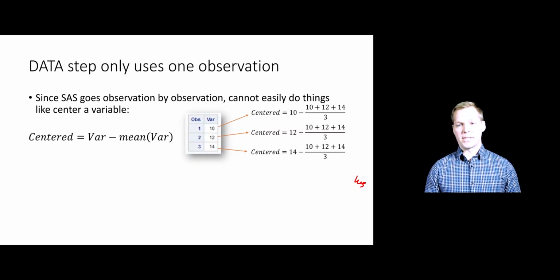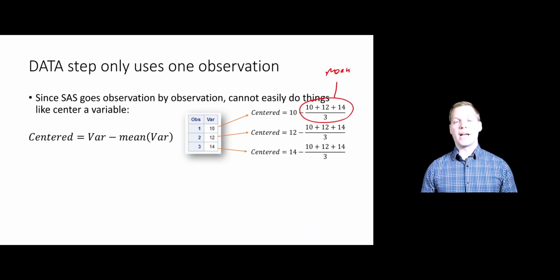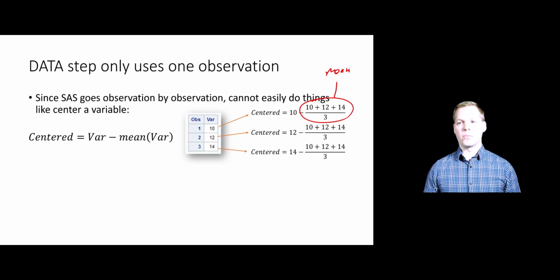For instance, here would be a case where I have this variable and I want to center it. So I want to take the value 10 and I want to subtract off the mean of all the values in this column. Well, here would be how I calculate the mean, right? This is the mean of my column. But you can see that that requires us to have access to 10, 12, and 14, all of the rows at once. Again, within a data step, we don't have access to these things.